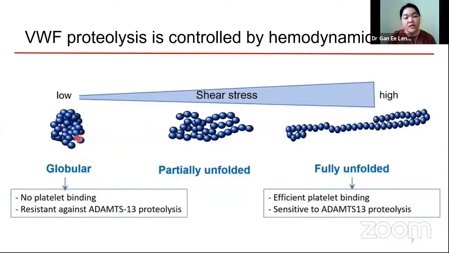In a normal situation, for example in a very low shear stress condition, when the blood flow is quite good in a large vessel, our von Willebrand factors remain in globular morphology. They will be partially unfolded or even fully unfolded when the shear stress is very high, in particular in very small vessels like arterioles or even venules. When you open up the ultra-large von Willebrand factors, remember we just said that ADAMTS13 cleaves the von Willebrand factor at the A2 domain. So when you expose the A2 domain, here comes ADAMTS13 to play its role in proteolysis of the von Willebrand factors.